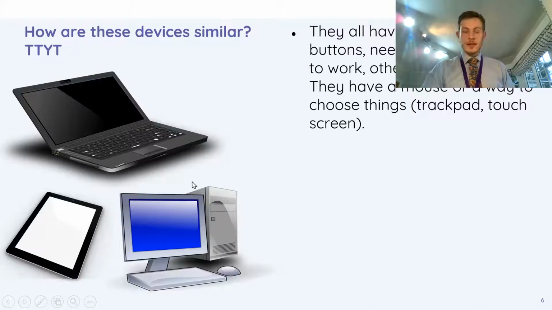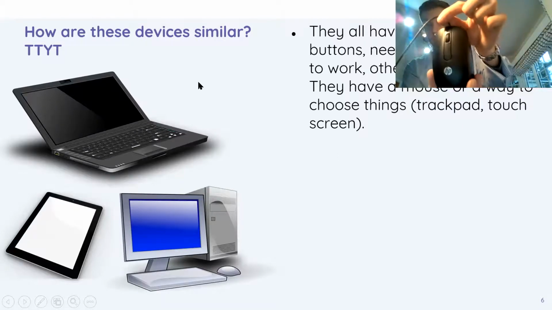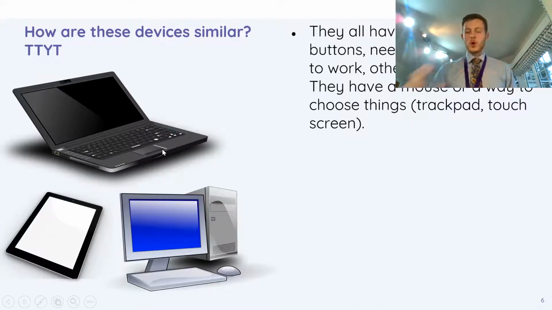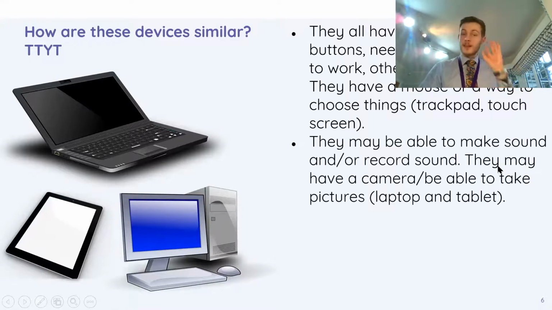If I move myself down here, if you look at the computing laptop here, this small square with this bar in the middle is a trackpad. It's just like a mouse that you'd use to move your cursor around the screen, but it's small. So what else is similar about these? Well, they may be able to make some sound, or record sound. They might have a camera, or they might be able to take some pictures.